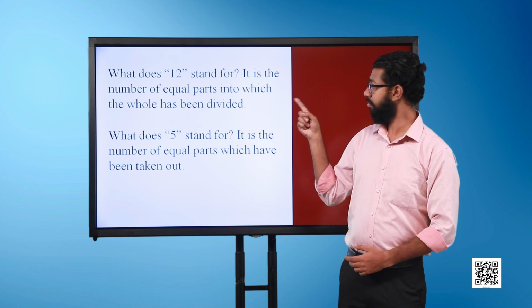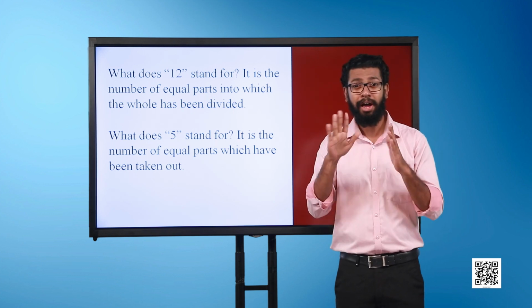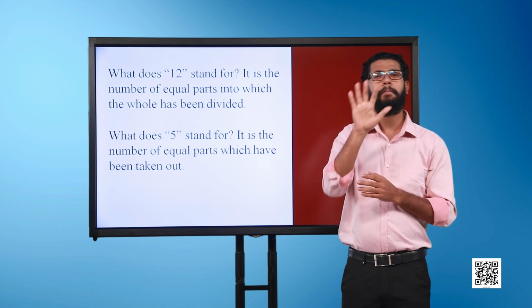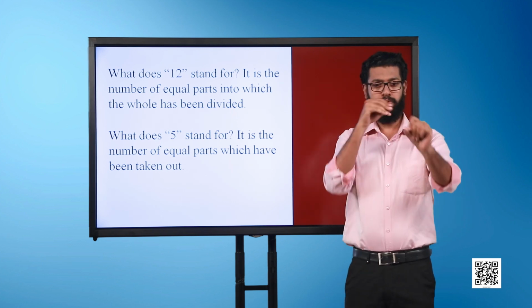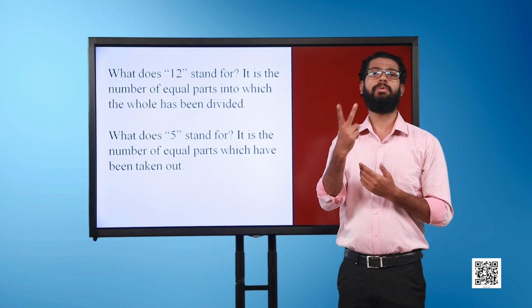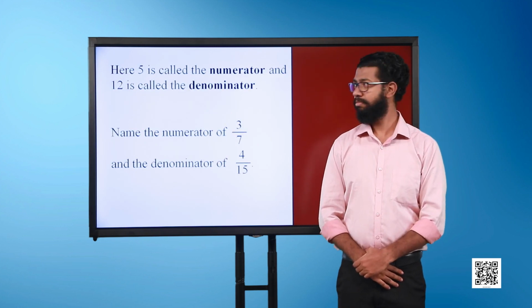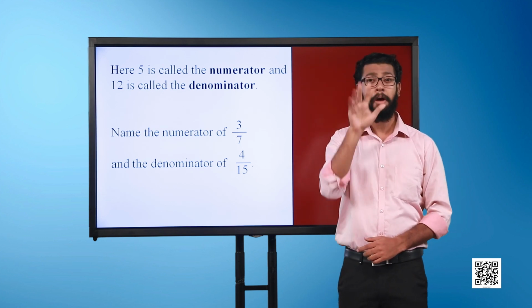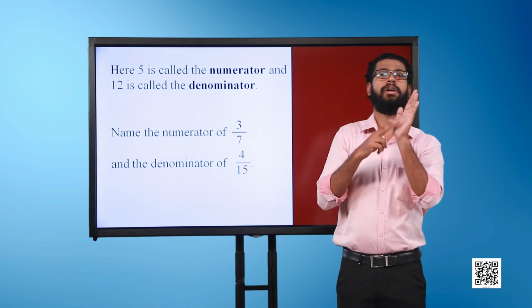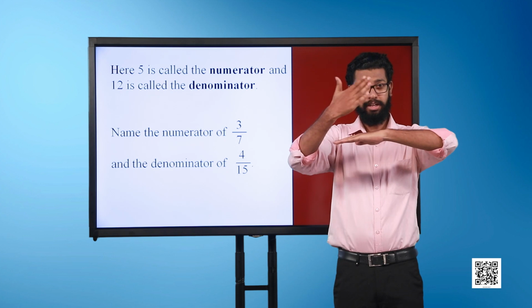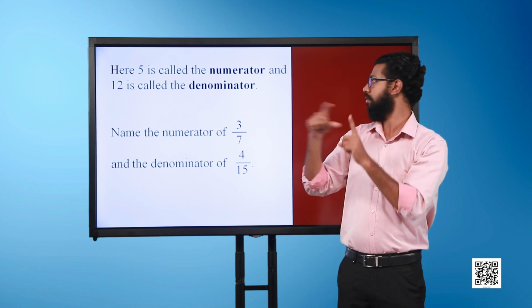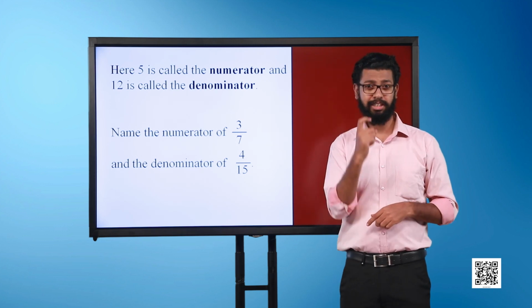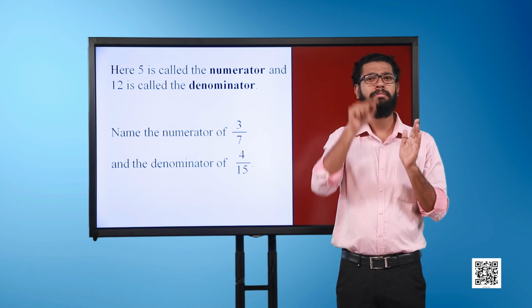What does 12 stand for? It is the number of equal parts into which the whole has been divided. What does 5 stand for? It is the number of equal parts which have been taken out. Here, 5 is called the numerator and 12 is called the denominator. Name the numerator of 3/7 and the denominator of 4/15.